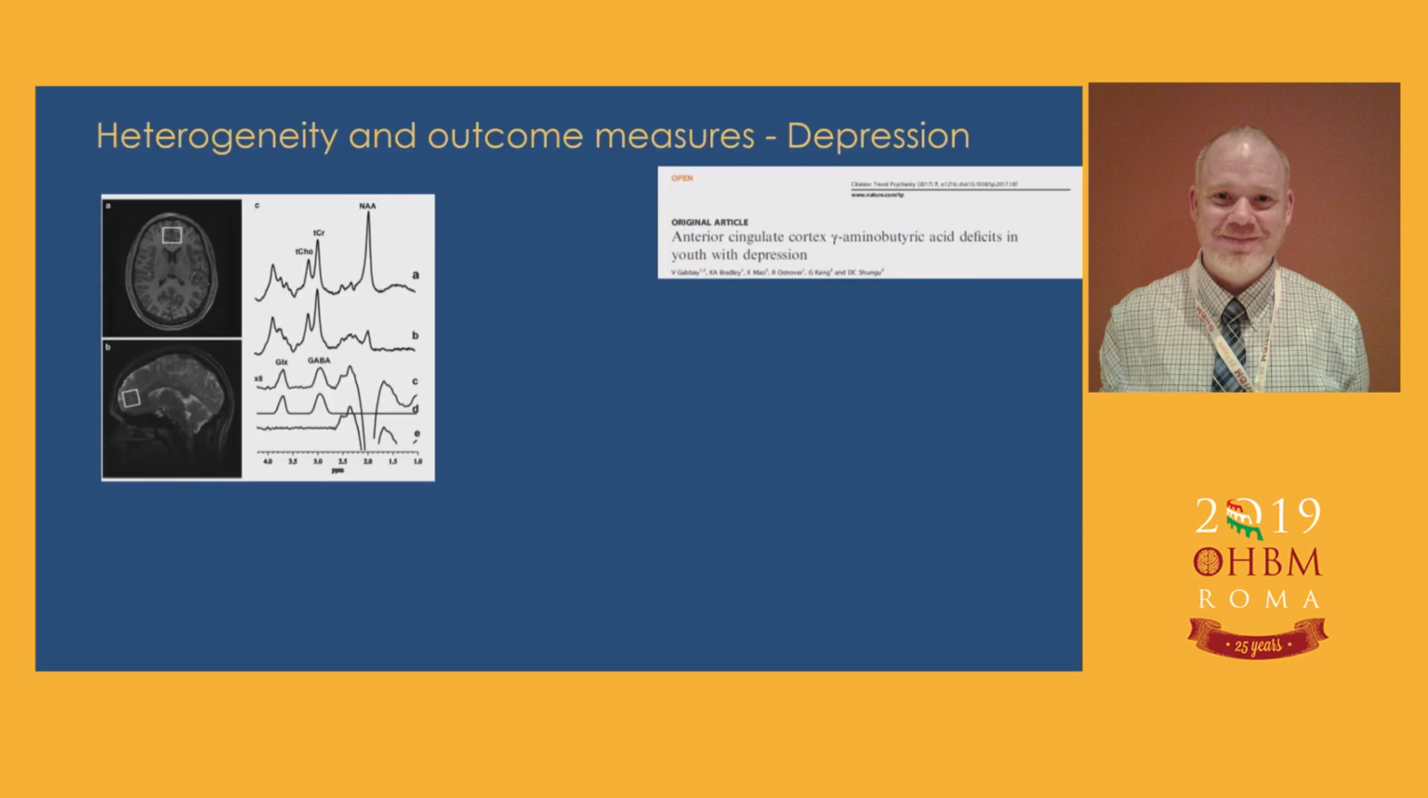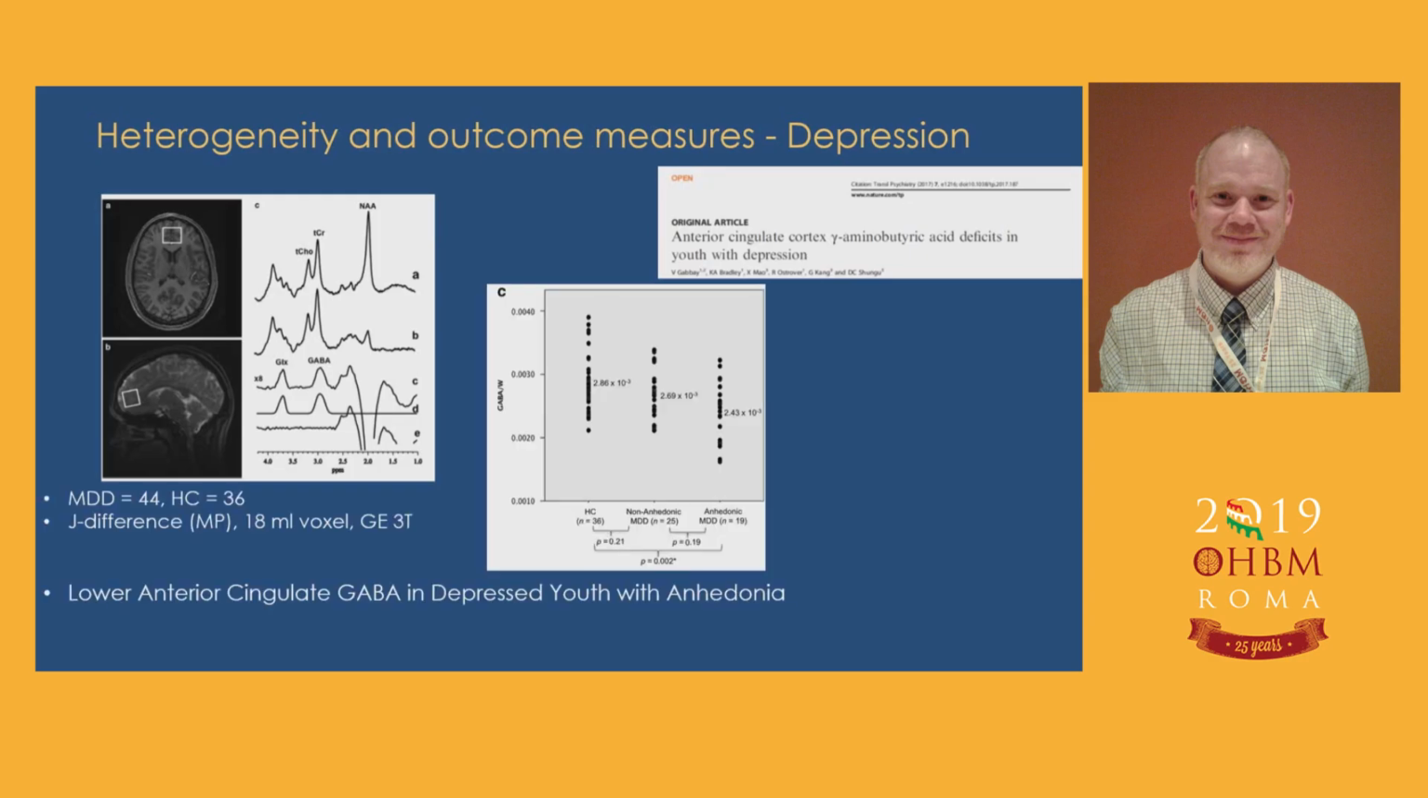GABA in depression has been a long interest, and in this study, GABA was measured in the anterior cingulate cortex of youth with depression. But in this case, they separated out youth with depression with anhedonia and without anhedonia. And anhedonia refers to an inability to feel pleasure, which is one of the comorbidities of depression. And they did this in quite a large subject number, so 44 people with depression and 36 controls.